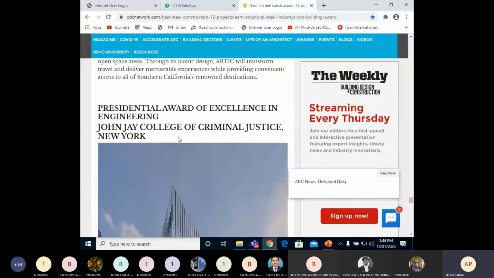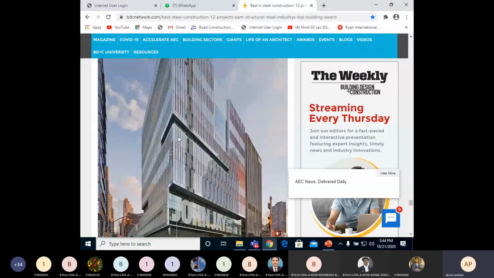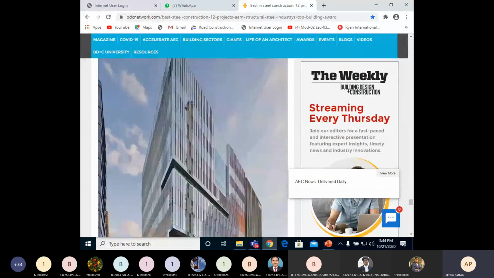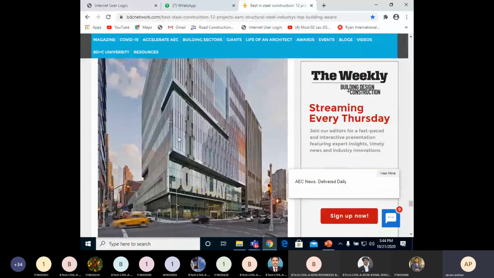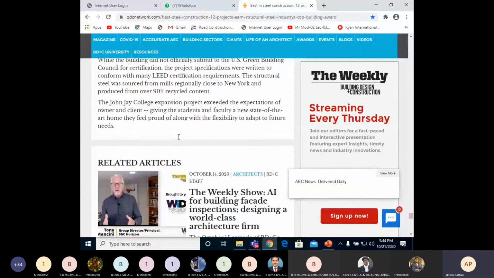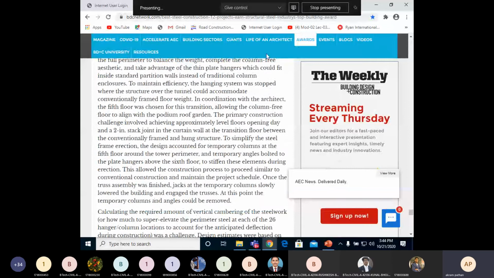Then this is John Jay College of Criminal Justice, New York. This is the college which is constructed in New York by steel construction technology. So these are the areas where we can use such kind of steel technology.